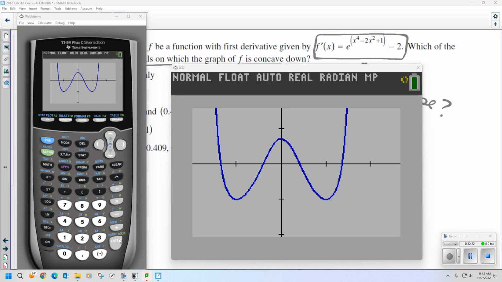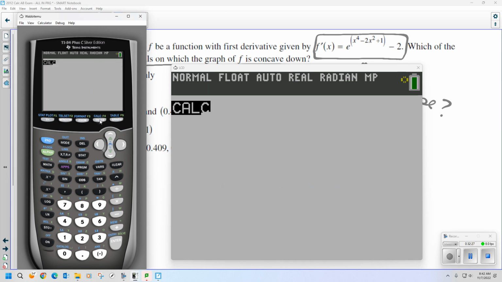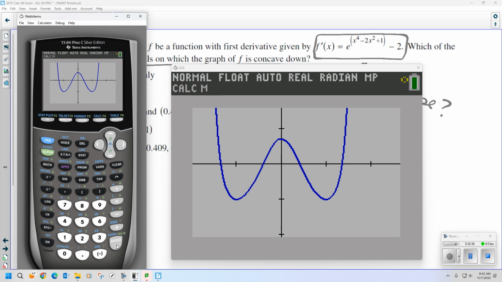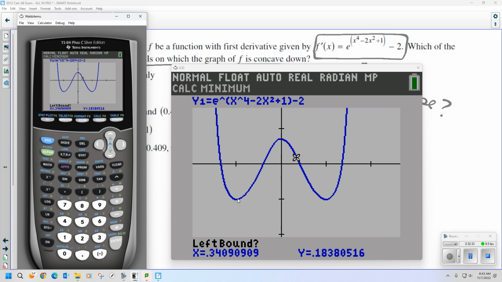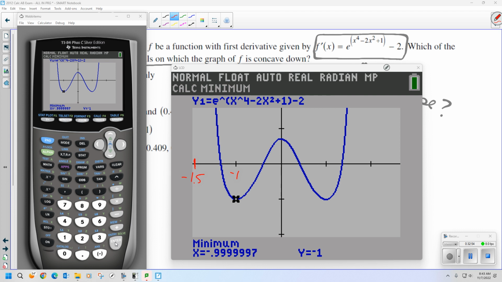All right. Okay, so go to second trace, and I want to find the minimum. Okay, so I want to find the minimum point right here. So I go here, hit enter, go to the right, hit enter, and hit enter one more time. That x value is -1. So remember, we're only going to -1.5. That's our intervals. It tells us when we start the problem. So from -1.5 to -1, that's one of my intervals.